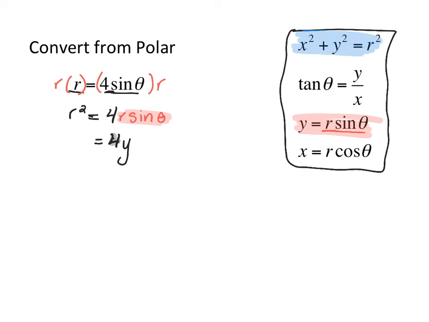So this r squared here can get replaced with x squared plus y squared. And we will actually leave this problem like this. We can do that because we're all in terms of x's and y's.